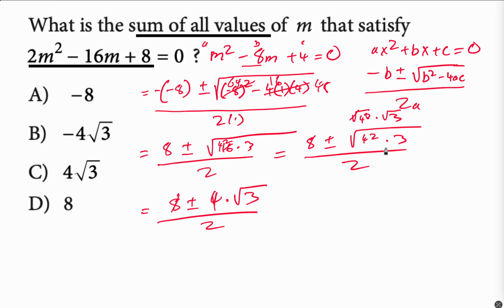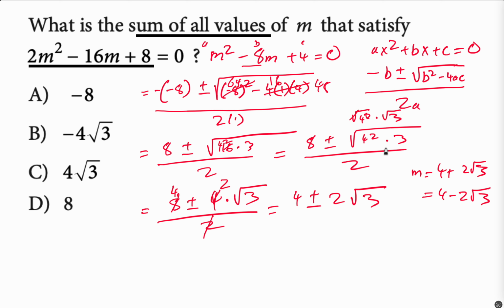You cancel this out, so you have 2 and 4. So basically you have 4 plus or minus 2 root 3, and this equals m. One of the answers is 4 plus 2 root 3, and the other one is 4 minus 2 root 3. So you have 2 answers, like we expected from the beginning.